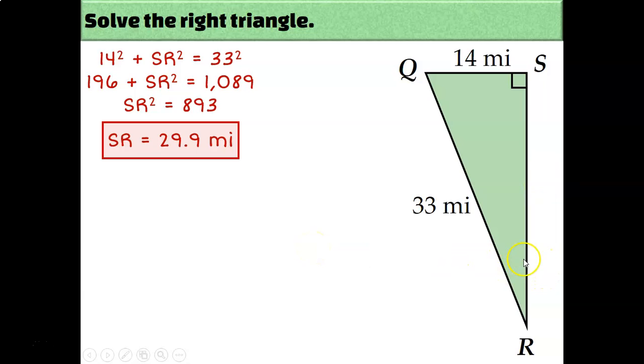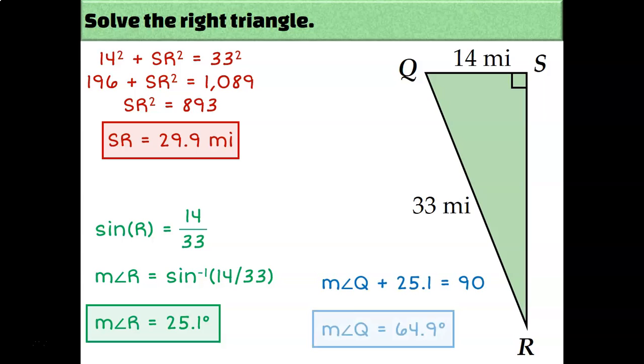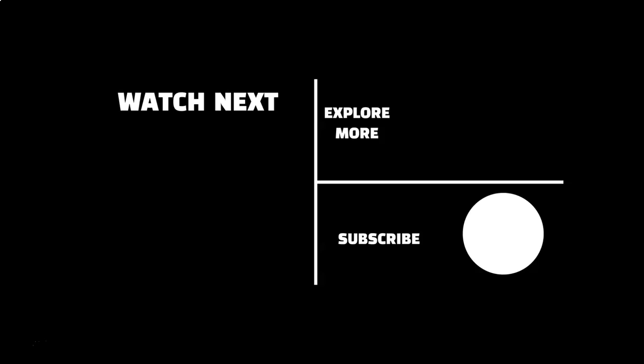Now let's calculate the measure of angle R. In relationship to angle R, 14 is the opposite side, and 33 is the hypotenuse. So opposite and hypotenuse, that would be sine. So I'll say that the sine of angle R is equal to the opposite over the hypotenuse. To solve this, we need inverse sine. Take the inverse sine of 14 33rds, and I get an answer of 25.1 degrees. Then you can just subtract 25.1 from 90 and get an answer of 64.9 degrees for the measure of angle Q. And that's all you need to know about solving right triangles using trigonometry.